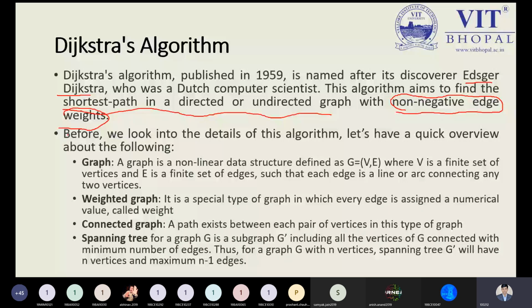And before understanding all these things, we need to keep in mind we must have a graph. The graph must be non-linear. So this is a general term we have, weighted graph. Every edge will be assigned a numerical value, that is also known as the weight. And connected graph, why connected? Because each and every pair is connected to each other, so there will exist some path. That's why it is known as a connected graph.